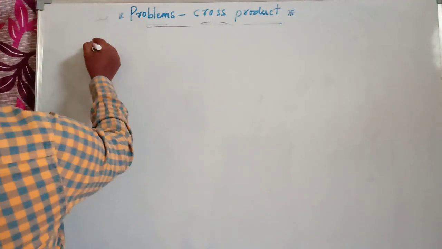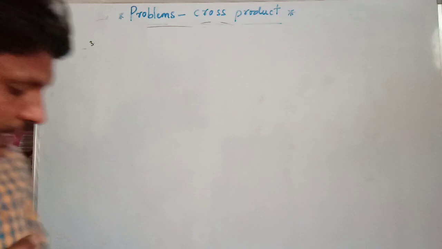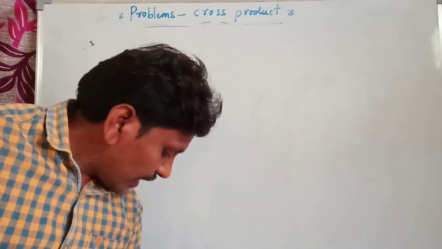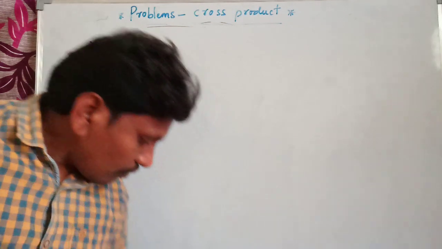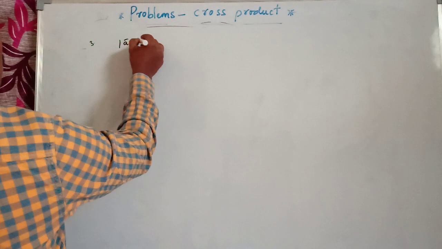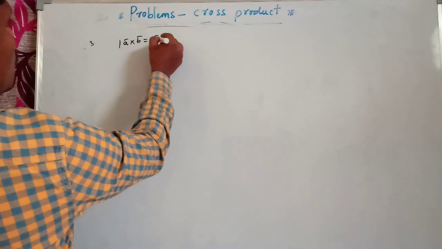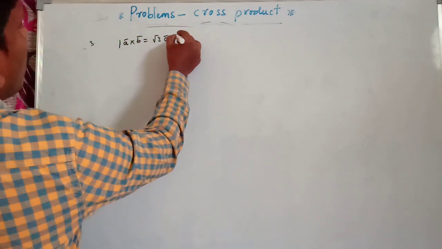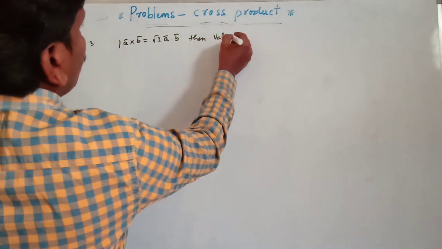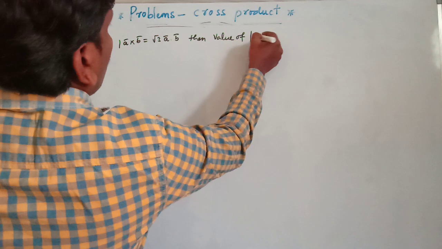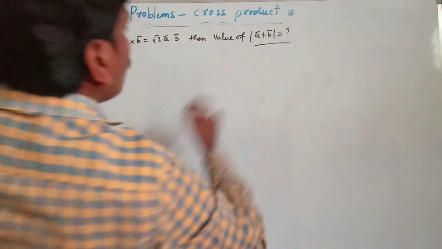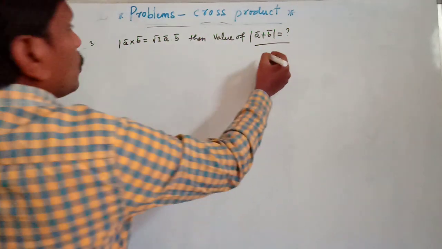Now let us go through the third problem from the Cengage, which was already asked in previous examinations. There is a vector: mod of A bar cross B bar is equal to root 3 times A bar dot B bar. Then what is the value of mod of A bar plus B bar? This value we need to find out.